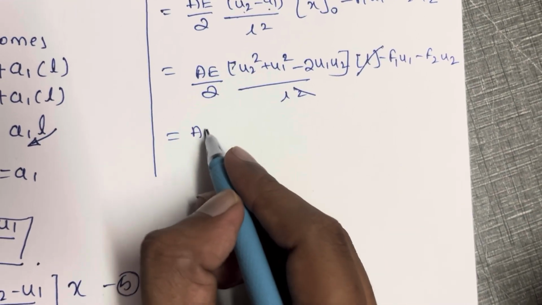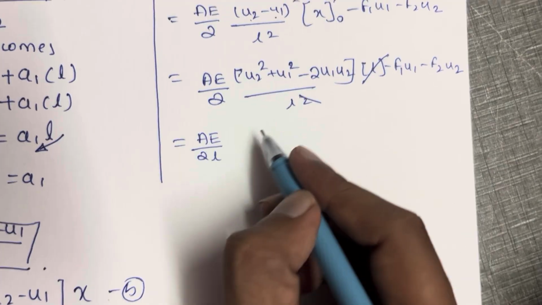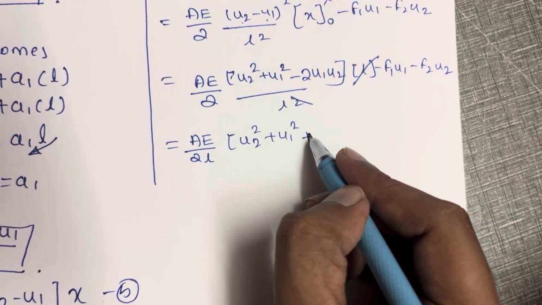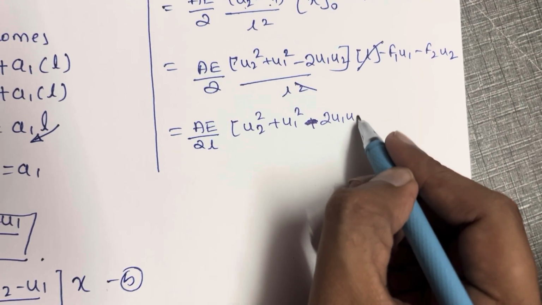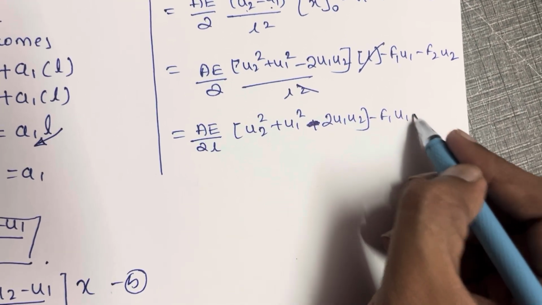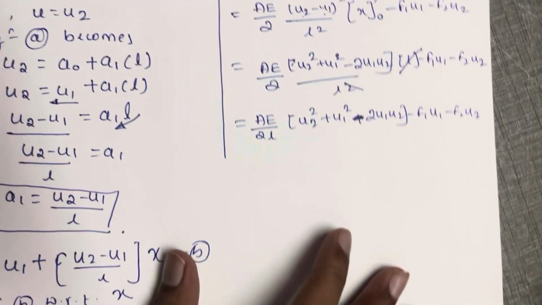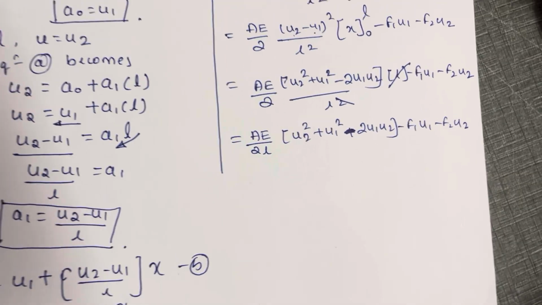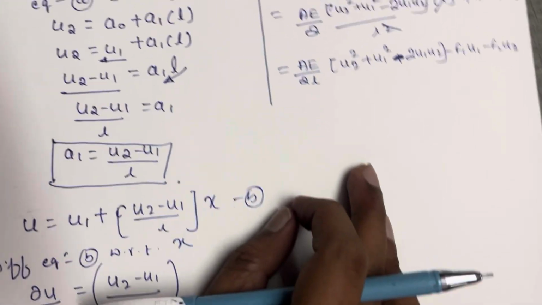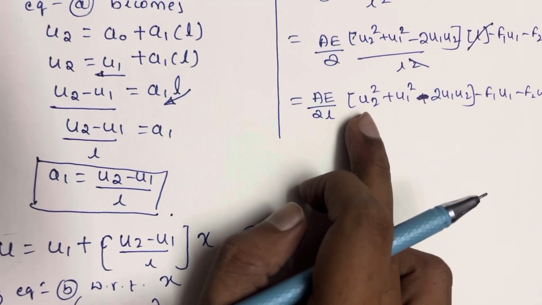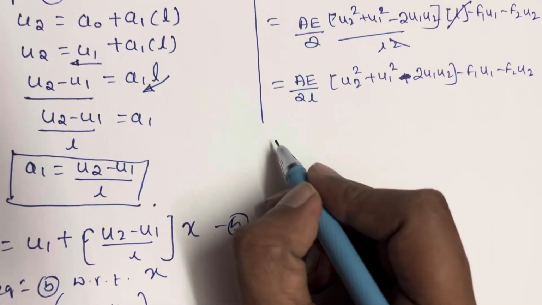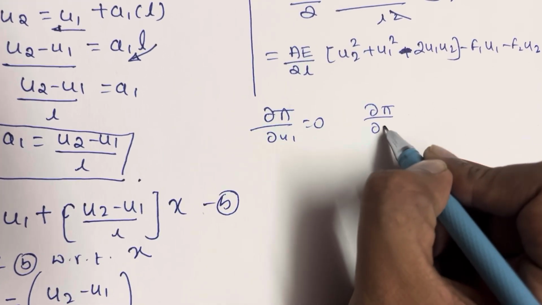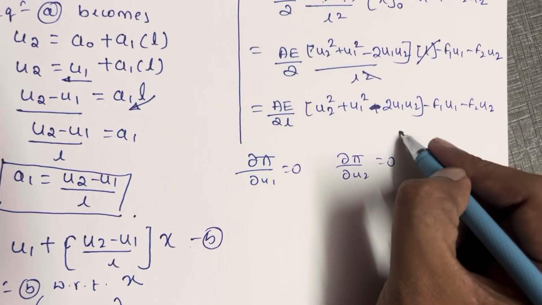Now the remaining is AE by 2L times (u2 square plus u1 square minus 2 u1 u2) minus f1 u1 minus f2 u2. Now as per the minimum potential energy theorem, we have to equate ∂Π to 0. As we have two nodes, first ∂Π by ∂u1 is equal to 0, then ∂Π by ∂u2 is equal to 0. I will name it as equation number 1.